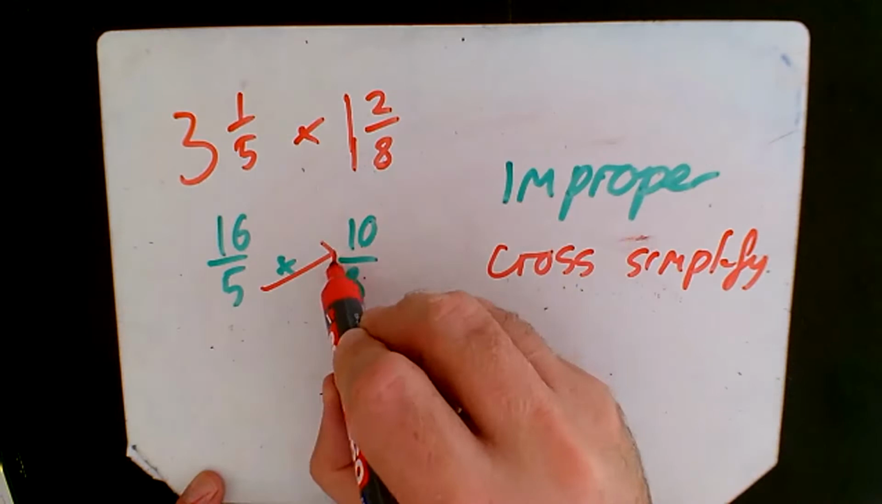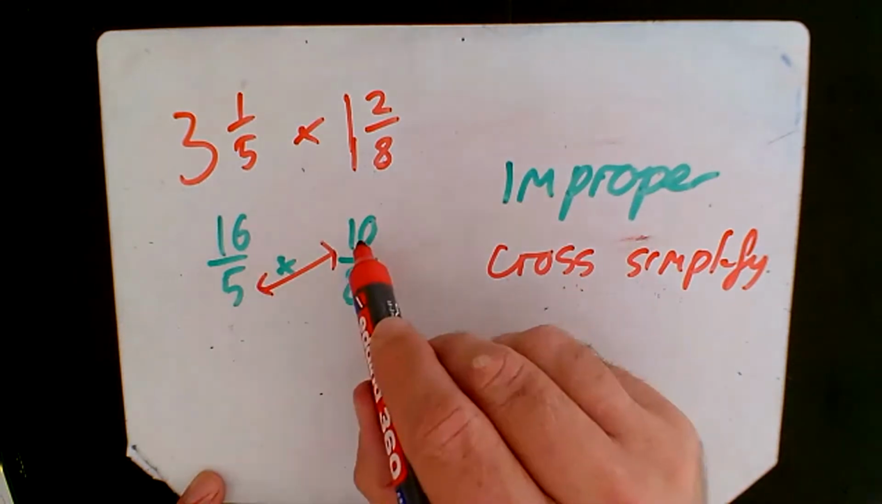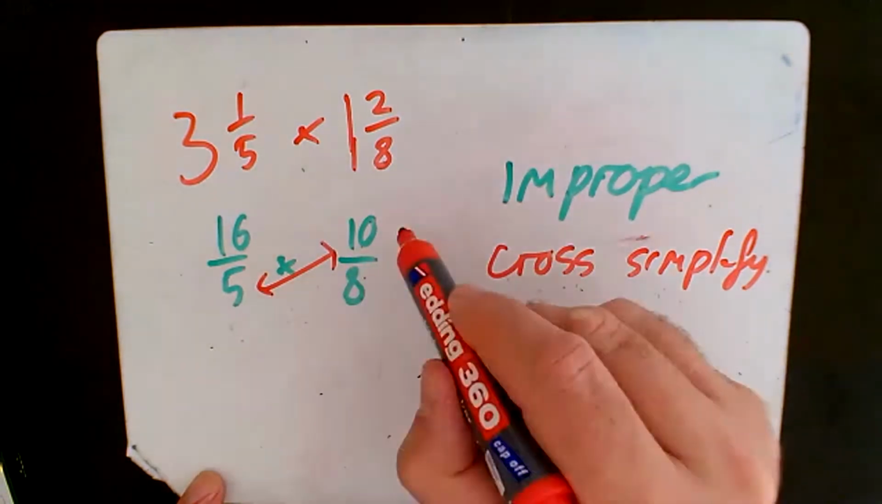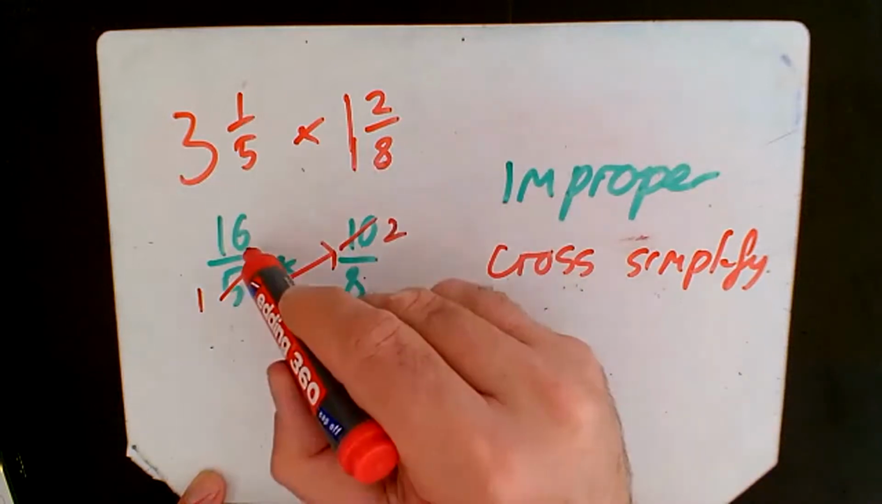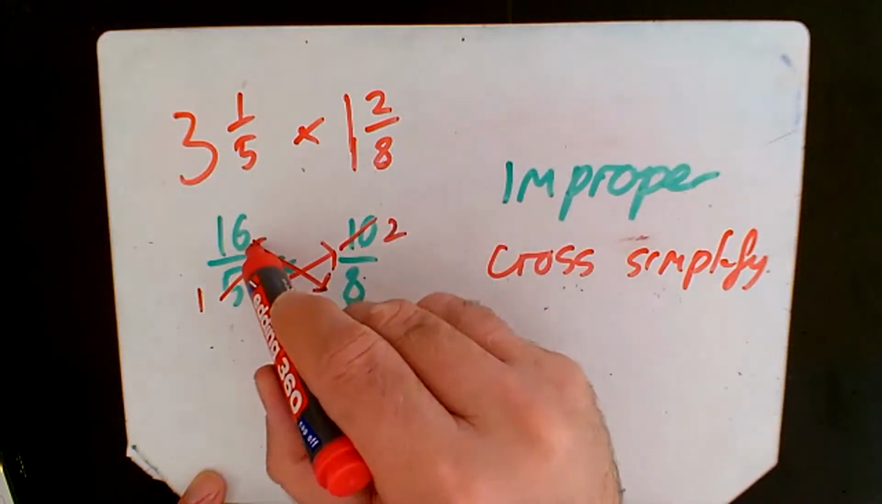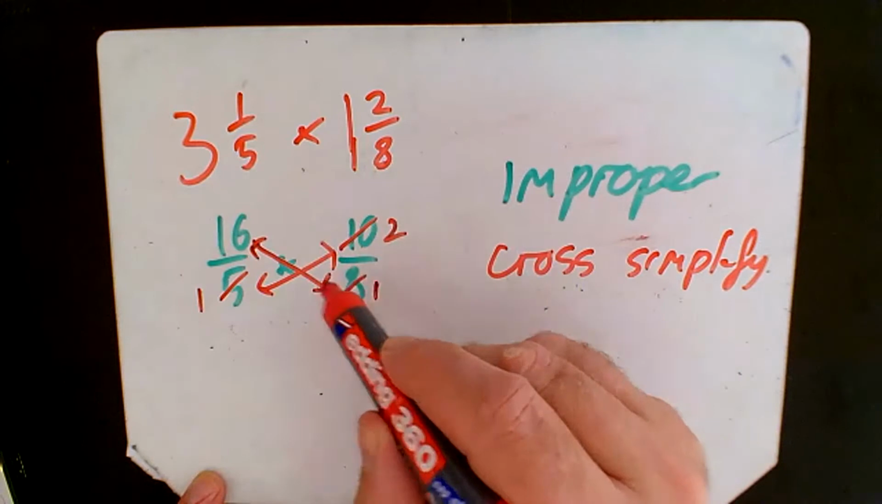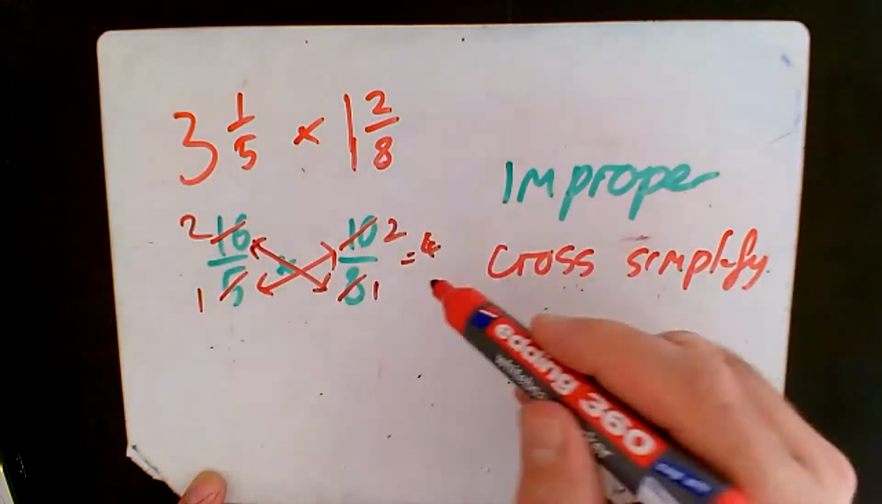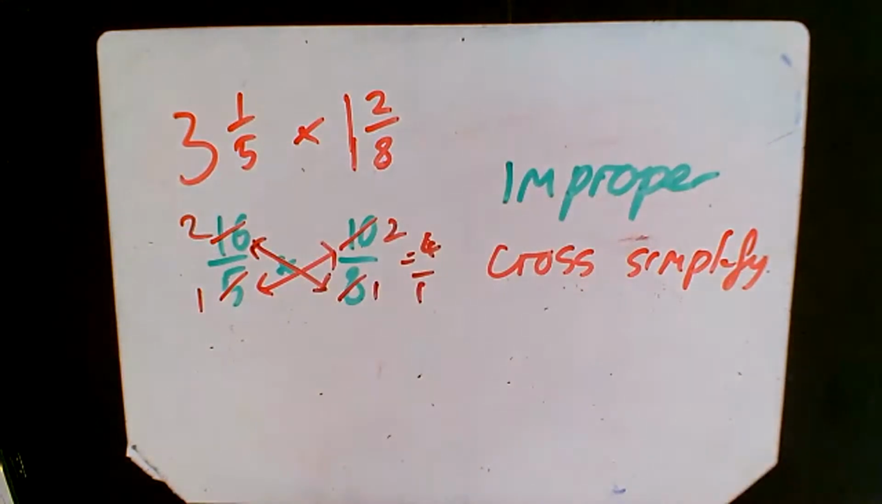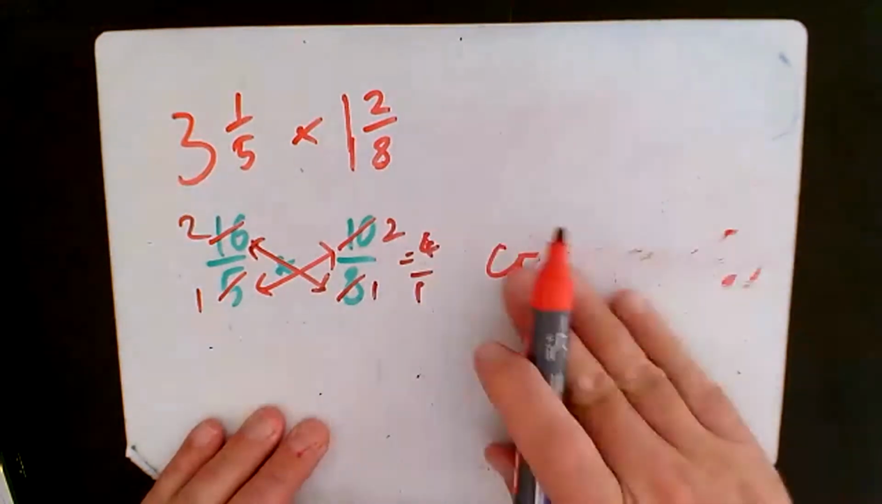Oh, I can, look, 5 and 10. 5 goes into 10. So 5 goes into itself once and into 10 twice. And then can I go in the other direction? Yeah, 8 goes into itself once and 16 twice. So 2 times 2 is 4. 1 times 1 is 1. So I've got 4 over 1.